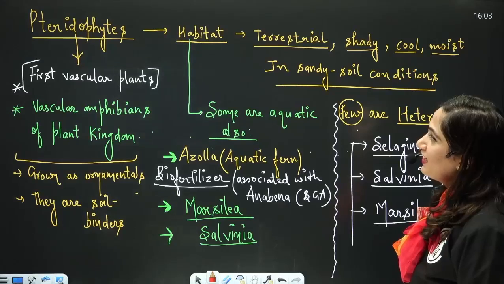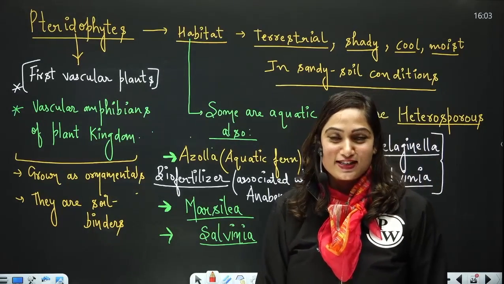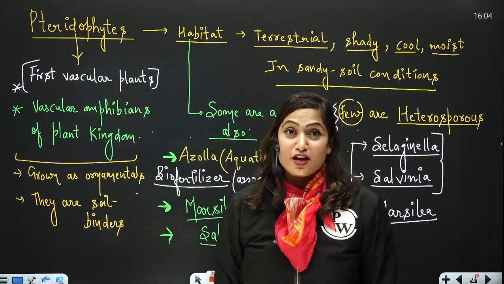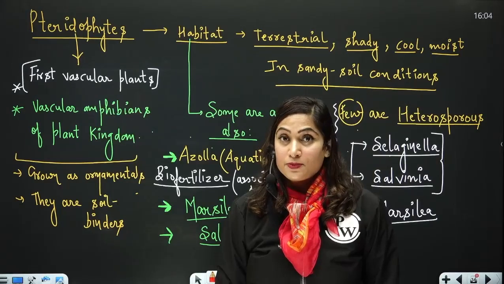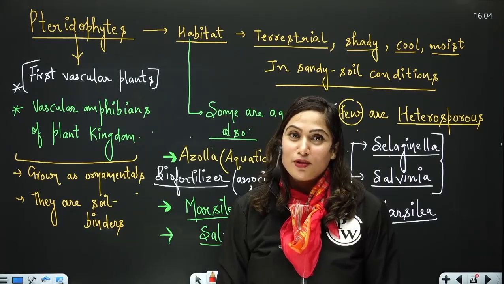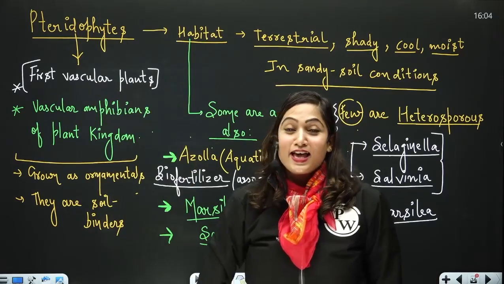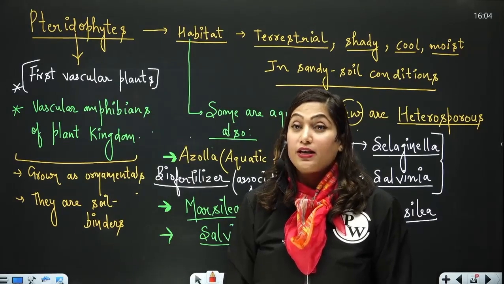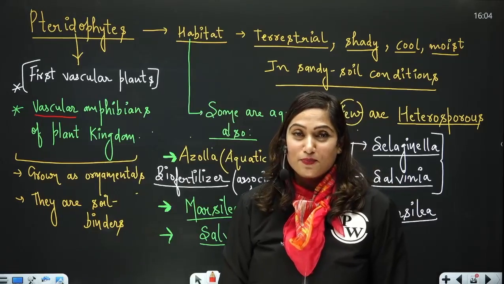Let's move on further to another special group, the pteridophytes. What is special about pteridophytes? You know that they are the first vascular plants. Xylem and phloem are absent in algae and bryophytes, so they first came in pteridophytes. So they are the first vascular plants. The bryophytes were the amphibians of the plant kingdom, but pteridophytes are the vascular amphibians of the plant kingdom.